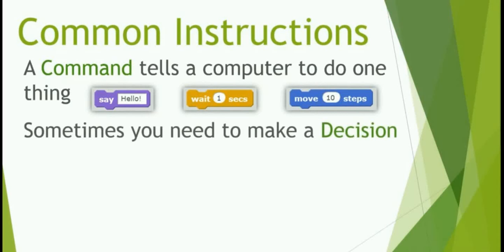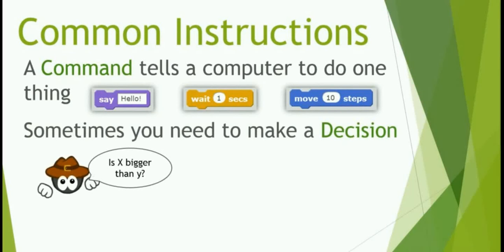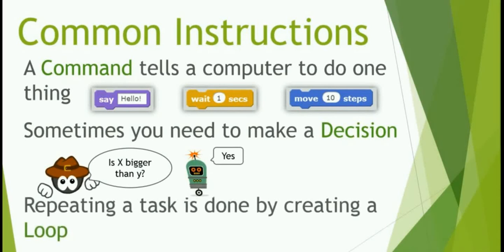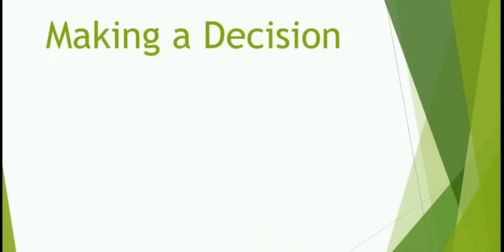Now sometimes in Scratch you do need to make a decision, and computers aren't exactly great at making decisions all by themselves. We can tell the computer is X bigger than Y, and if it is, the computer can say yes. We can also use another type of instruction called a loop, and we can tell the computer to jump on 1 foot 4 times, and it can do exactly that. So let's have a look at making a decision.